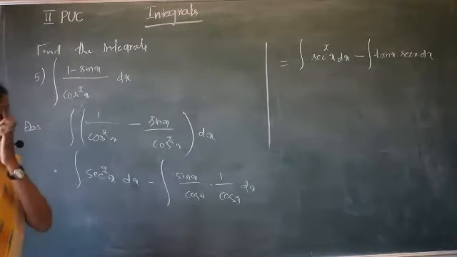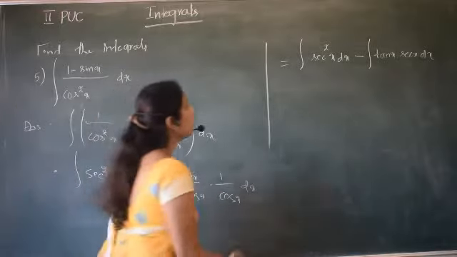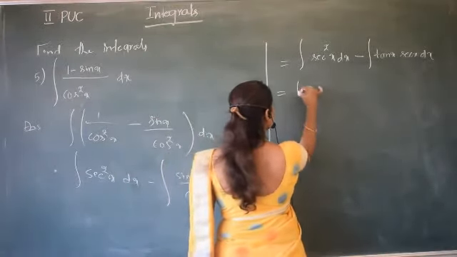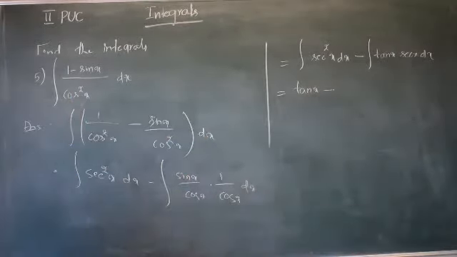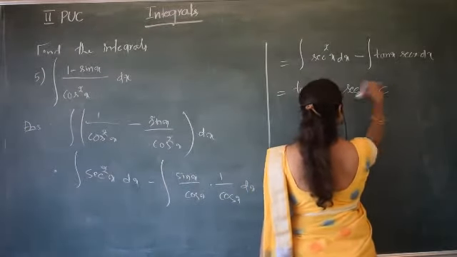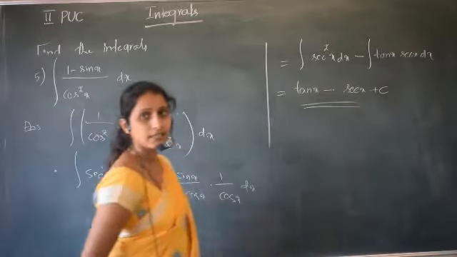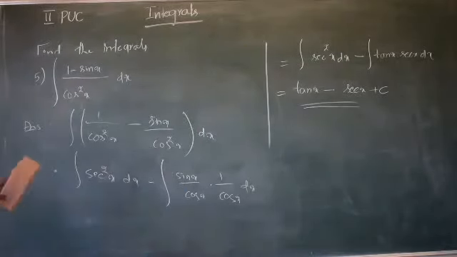What is the integral of secant square x? We know that the derivative of tan x is secant square x. So the integral of secant square x is tan x minus the integral of tan x into secant x. We know that the derivative of secant x is secant x into tan x. Therefore, the integral of secant x into tan x is secant x. Don't forget to add c in the indefinite integrals. So you have to add c in all the indefinite integrals. So the value of this integration is this one.